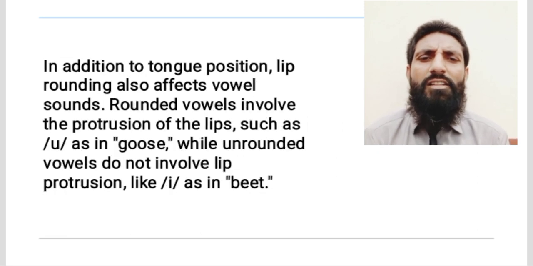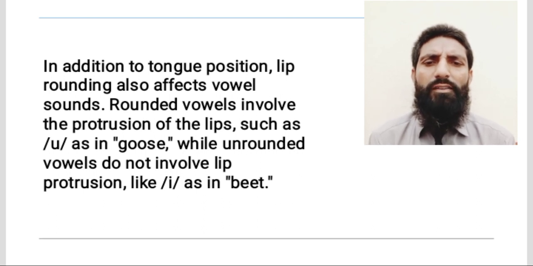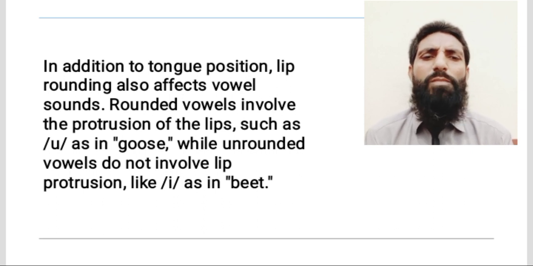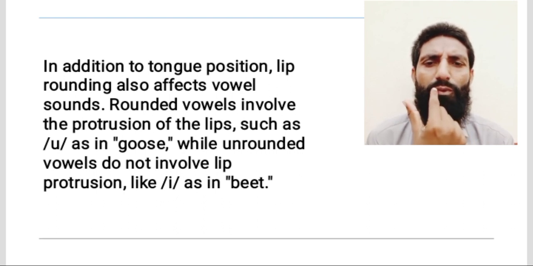In addition to tongue positions, lip rounding also affects vowel sounds. Rounded vowels involve the protrusion of the lips, such as in goose, while unrounded vowels do not involve lip protrusion, as in beat. So in beat, you are not going to round your lips, but when you sound the vowel in goose, you round your lips. This is called protrusion.